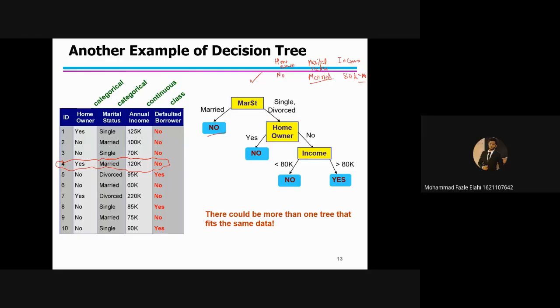Marital status is married. Okay, so he's going to come here and it's going to predict no.